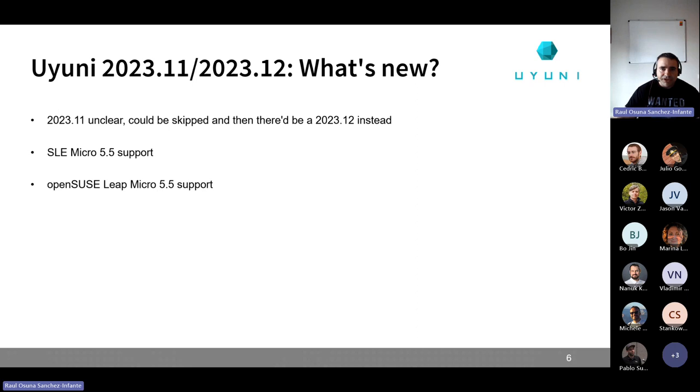Okay, Julio, something to mention? Yeah, to that I can already announce that we finally merged the pull request for Amazon Linux 2023 that I will be presenting later, so that should be part of the next Uyuni version as well. Okay, thanks for the remark.